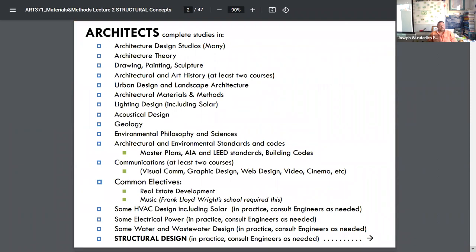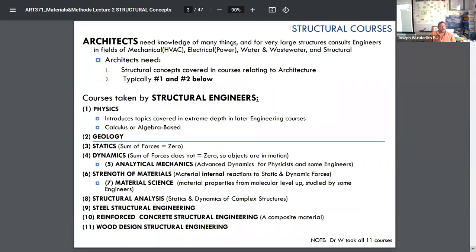So architects complete studies in design, theory, drawing, art history, urban design, materials and methods, lighting, acoustics, geology, environmental topics, standards, communications classes, graphic design, and common electives like real estate. Also HVAC design, power, technical power, water, and waste infrastructure, but not like the engineers do. Engineers have a significant sequence of courses. The architects need knowledge of many things to coordinate all of them, and structural concepts.